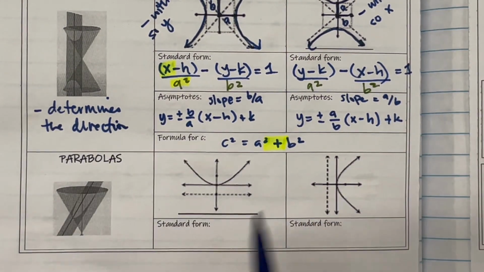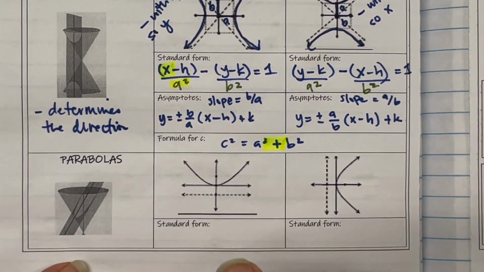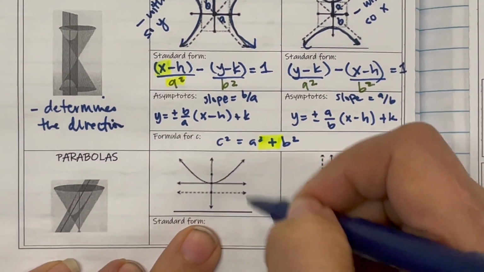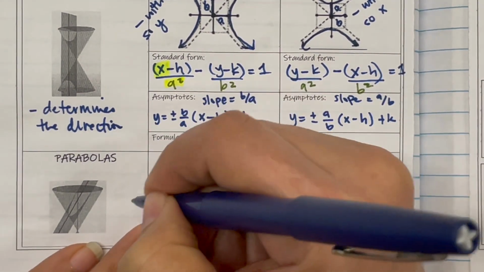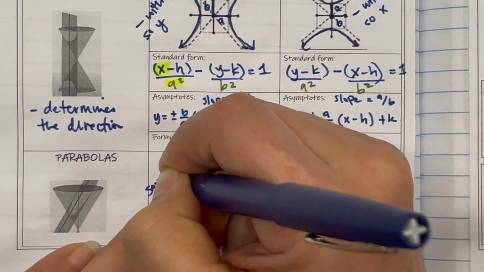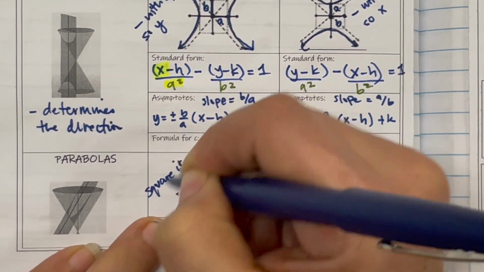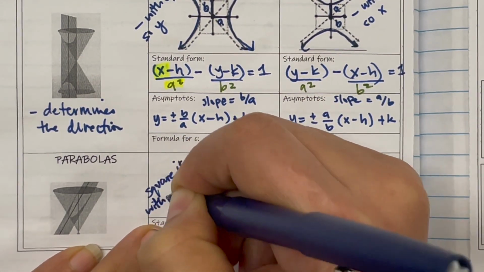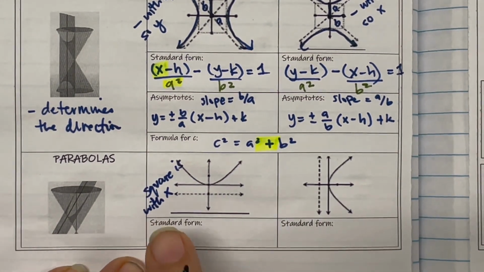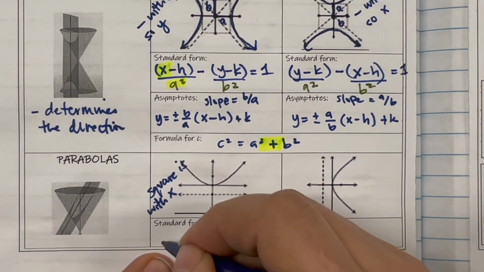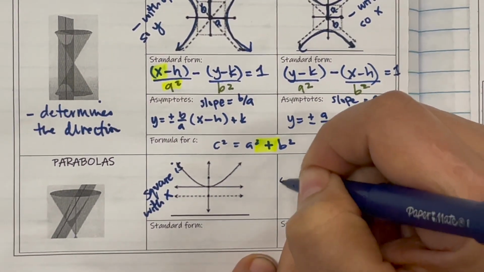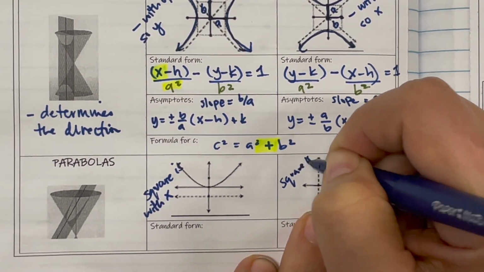So don't write that down. I just wanted to give you a quick reference. So let's go ahead and put it here. So this is up and down. It's what I'm normally used to seeing. So the squared term is with x if it's up or down. And I'll do the squared term with y here.